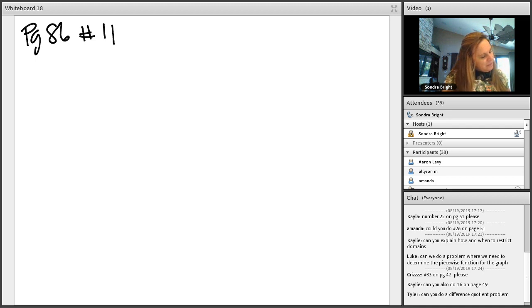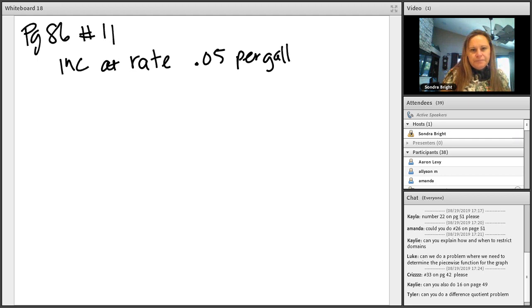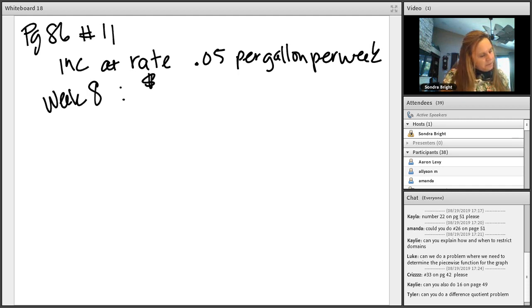The price of unleaded gasoline had increased at a constant rate, so it increased at a rate of 5 cents per gallon, 0.05 per gallon per week. And then for 8 weeks. And at the end of the 8th week, at week 8, it was $1.65 per gallon.